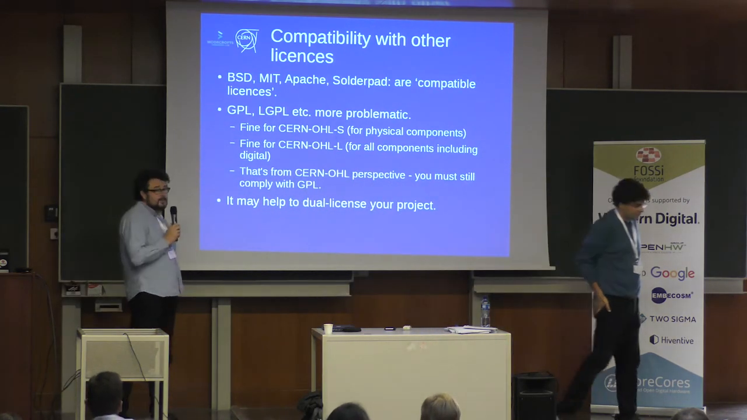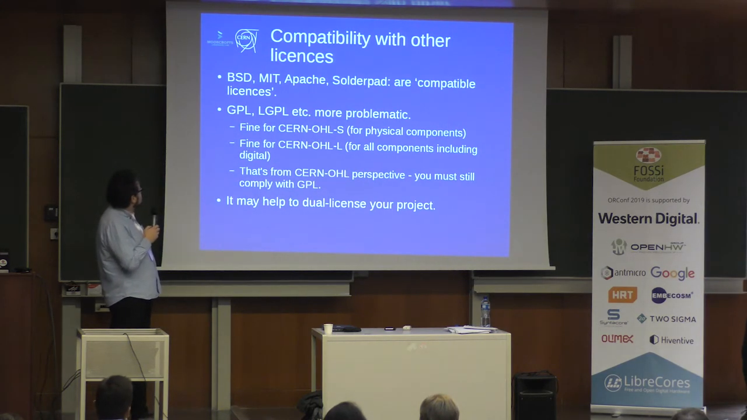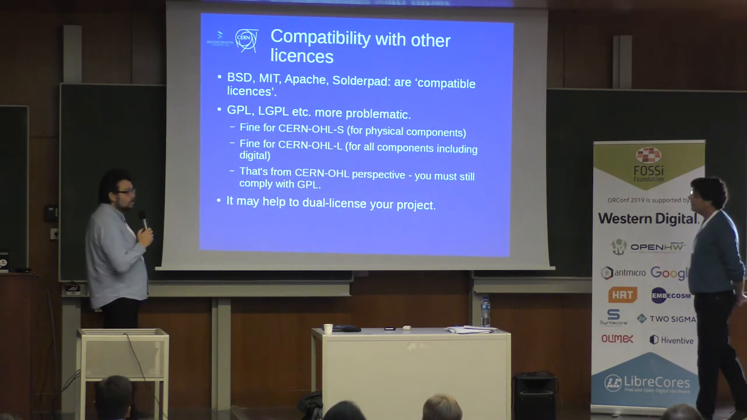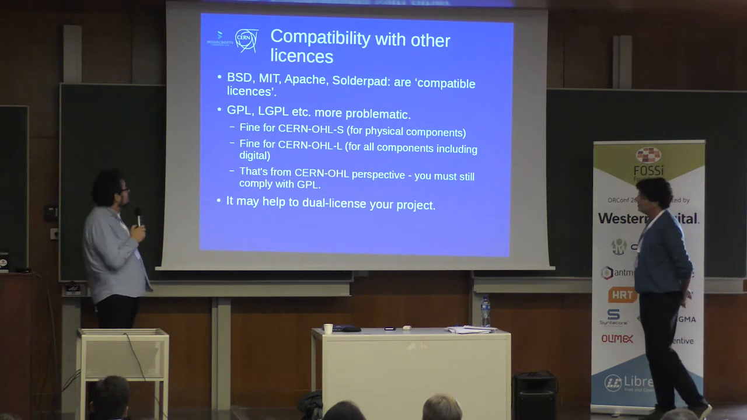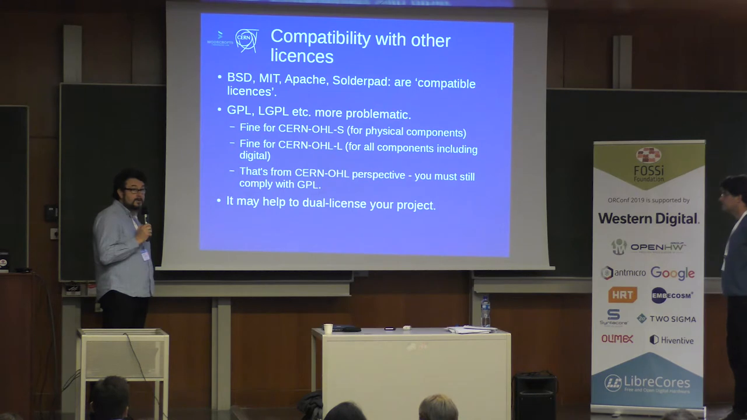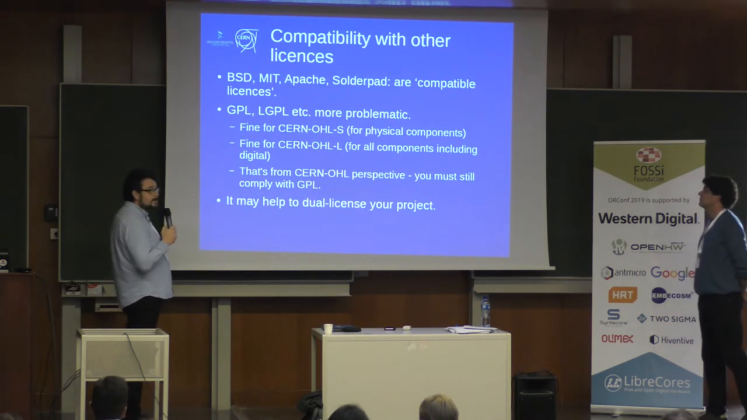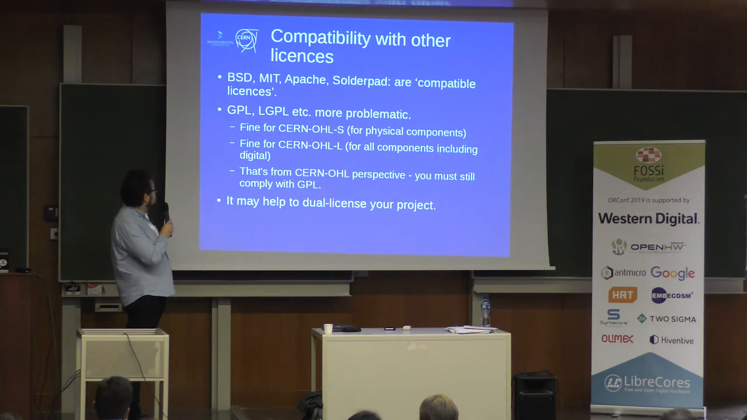So which licenses are compatible? Which licenses count as compatible licenses? I mentioned earlier that all of the normal permissive licenses count as compatible licenses. So that's fine. Any component that you've got that's licensed under any of those licenses will automatically count as an available component because it's available under a compatible license.